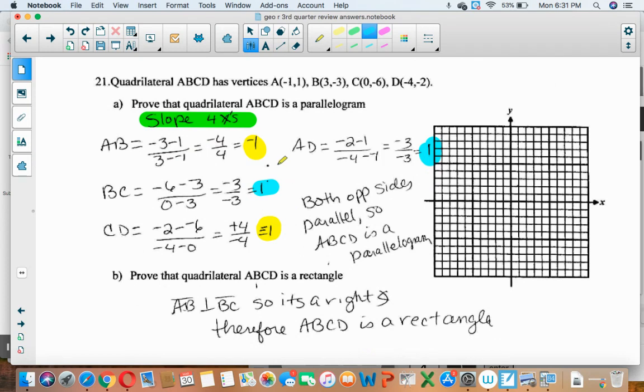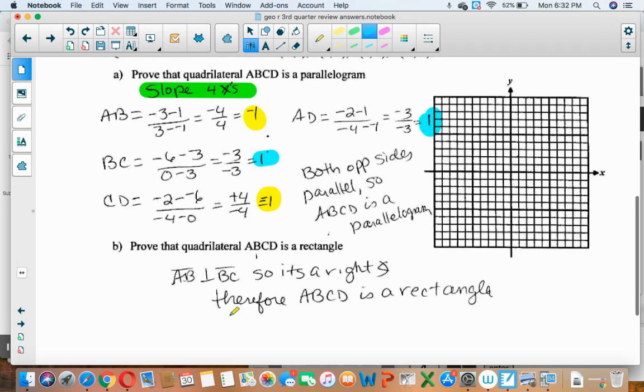And with that, I also know that ABCD is a rectangle, because if you look at AB and BC, I don't have to do any more work for this, I just need an explanation. AB and BC, the slopes are negative reciprocals, right? -1 and +1, they're negative reciprocals. Since they're negative reciprocals, that means the lines are perpendicular. If they're perpendicular, that makes it a right angle. Therefore, ABCD is a rectangle.